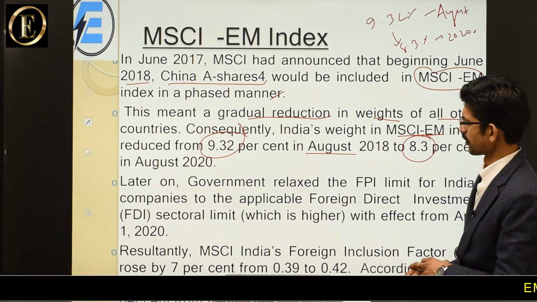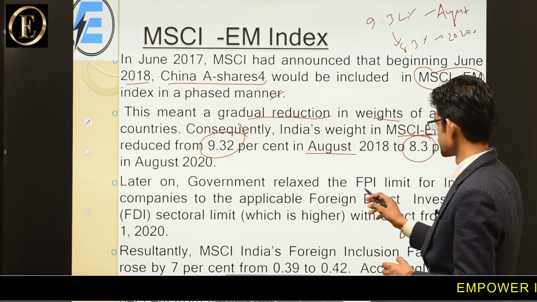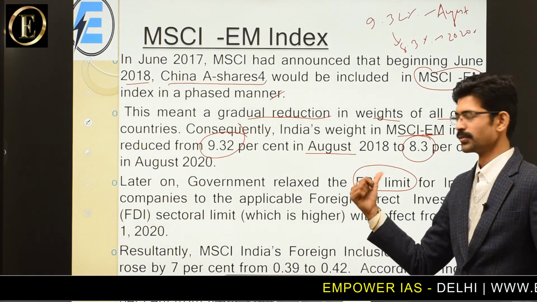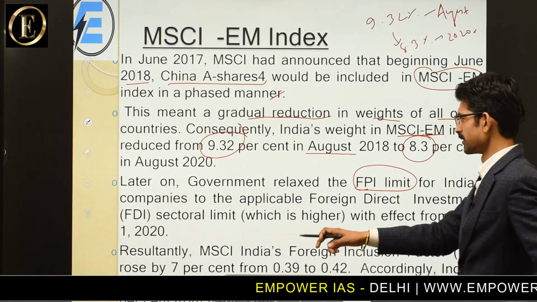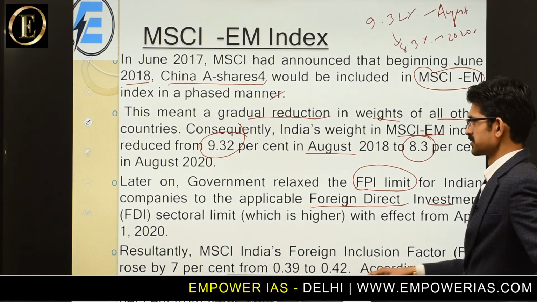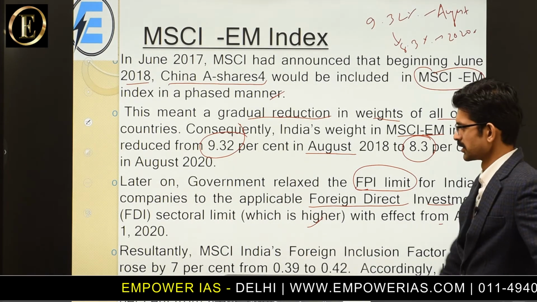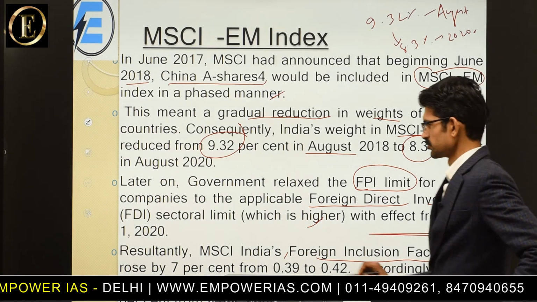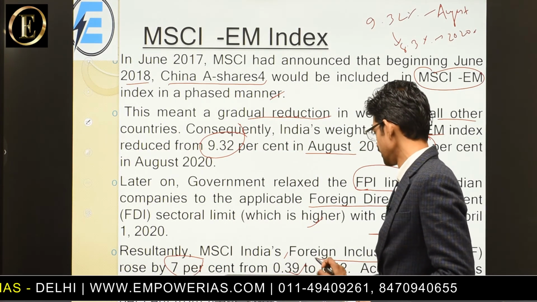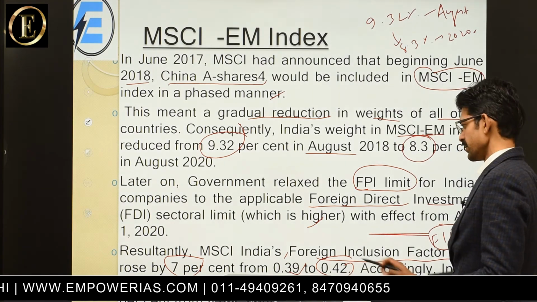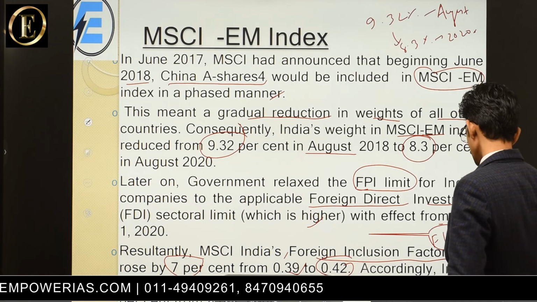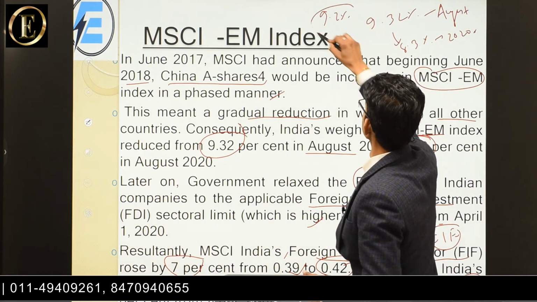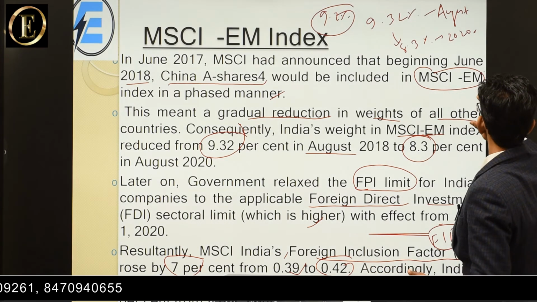So it was again not a good scene for the Indian economy, but in a later phase the government relaxed the FPI limit. फिर सरकार ने क्या देखा कि ऐसे तो रिड्यूस हो रही है वैल्यू ऑफ इंडियन इकोनॉमी इन टर्म्स ऑफ शेयर एंड ग्लोबल मार्केट एक्सपोजर, तो उसने क्या किया, एफपीआई लिमिट को ही कम कर दिया, and that leads to the applicable foreign direct investment sectoral limit which is higher with effect from April 1st 2020. रिजल्टेंटली MSCI इंडियाज फॉरेन इंक्लूजन फैक्टर यानी कि FIF क्या हो गया, rose by 7% from 0.39 to 0.42. Accordingly, India's weight in the MSCI index increased to 9.2% from 8%. So again it came back to 9.2% finally. Remember this data for your prelims as well as mains point of view.